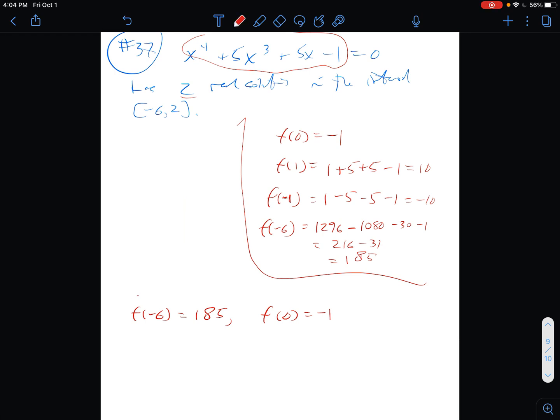So let f of x equal x to the fourth plus 5x squared plus 5x minus 1. That function notation did not exist in the problem, so we're introducing it. And then I'm just asserting that f of negative 6 is 185, f of 0 is negative 1. We don't need to explain where that came from. It was in our scratch work. But the key is f had a positive value and then later on had a negative value, so we know it must have been 0 somewhere in between. F is continuous because it's a polynomial.